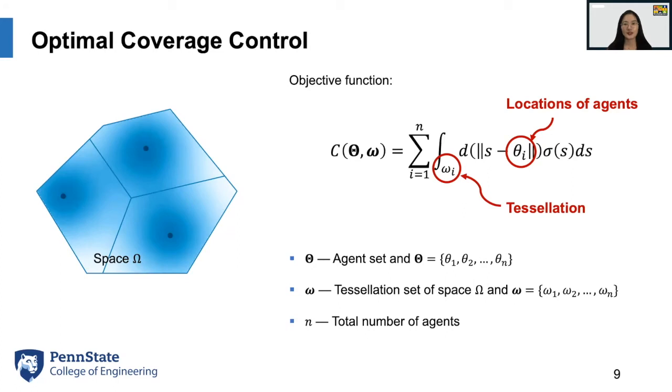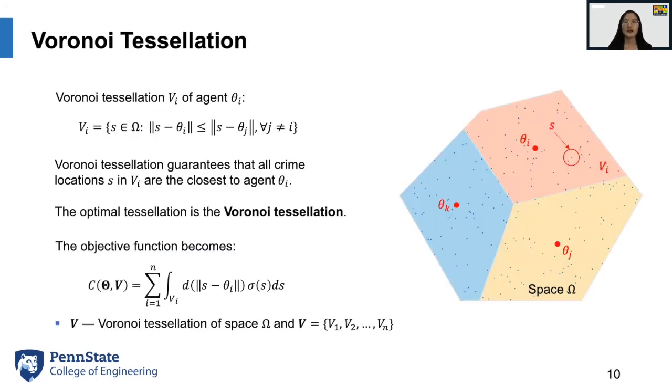Theta is the agent side, and omega is the tessellation. N is the total number of agents. Given a space omega, Voronoi region Vi is defined by a cluster of points S that are closest to theta i. This definition guarantees that all crime locations S in Vi are the closest to agent theta i. Therefore, the optimal tessellation for space omega is Voronoi tessellation. The tessellation in the objective function is then replaced with Voronoi tessellation V.